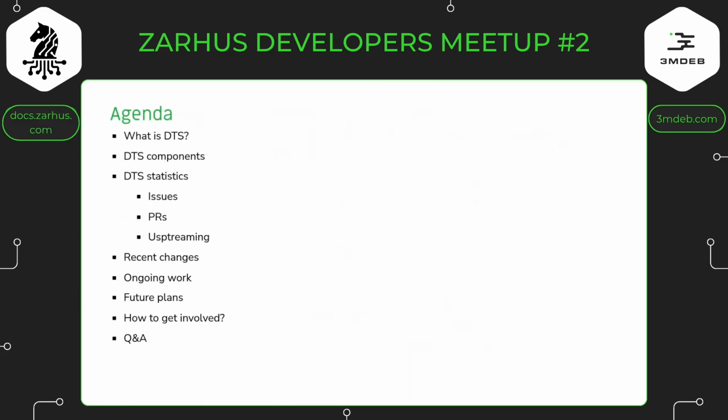The agenda for today: we'll talk briefly about what DTS is, although it's already been briefly covered today by Piotr. What are the components, some statistics, we will do some downloads, we'll see some more on issues, pull requests, so more of the development ones. We'll cover the recent changes, what we are working on right now, and what we will be working on in the future. We finalize with some brief discussion on how you can get involved in this project if you would like to.